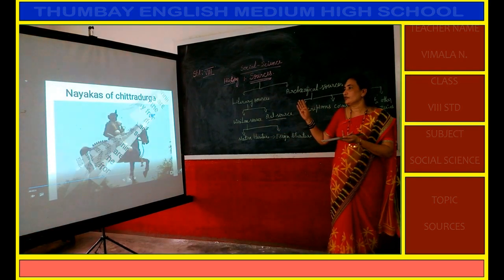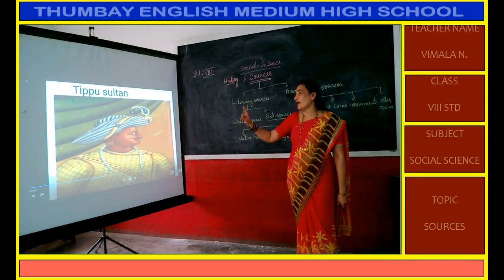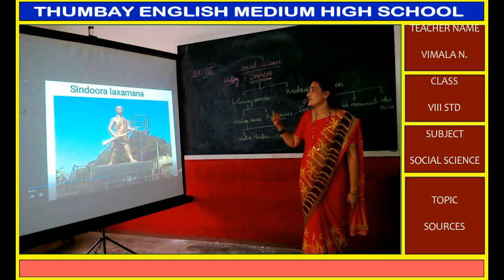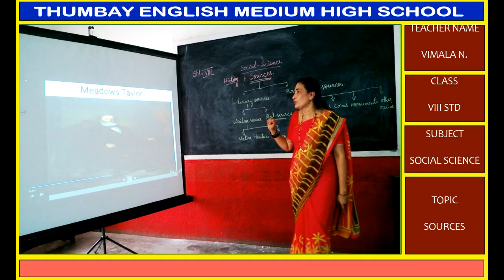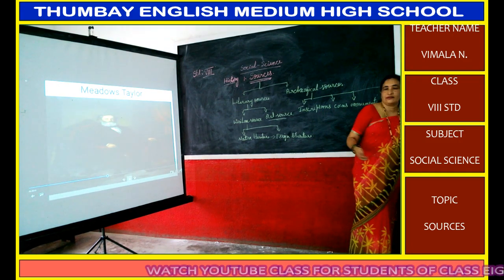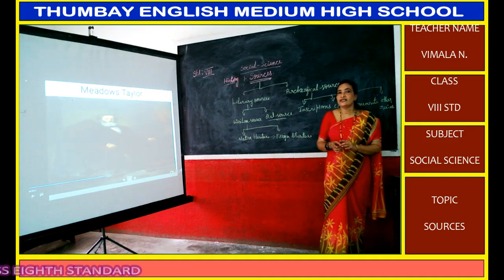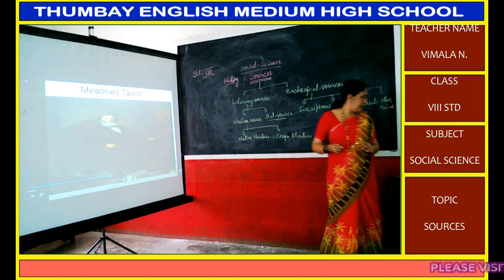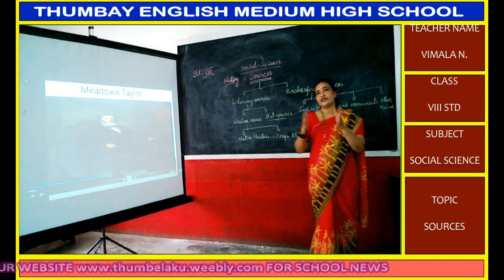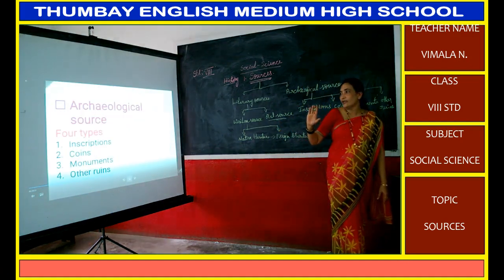Some examples of oral literature are the oral stories of the Nayakas of Chitradurga, Kempe Gowda, Tipu Sultan, Sangolli Rayanna, Kittur Rani Chennamma, Sindhura Lakshmana and Meadows Taylor. We have heard many oral stories about them. Songs and ballads in Kannada are called Janapada Hadugalu or Janapada Kathegalu. Even each and every place has some history, and your grandparents may tell some stories for each place. That comes under the oral source. Oral source means oral literature.